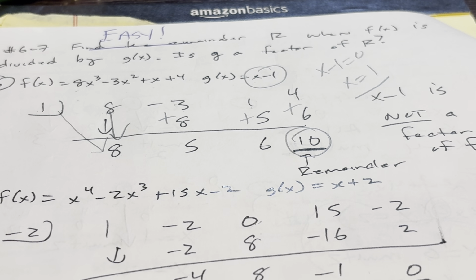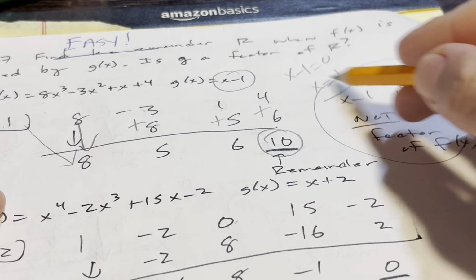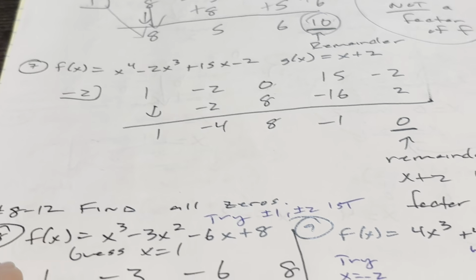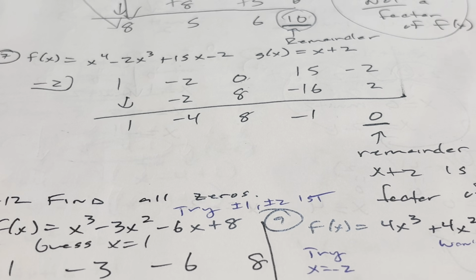So because I got a remainder of 10, which is the first part of the question, find the remainder, x minus 1 is not a factor. X minus 1 is not a factor because I got a remainder of 10. That's a two-part question. Find the remainder. And if the remainder is not 0, you simply say x minus 1 is not a factor.